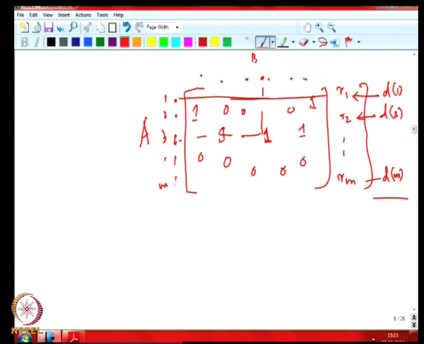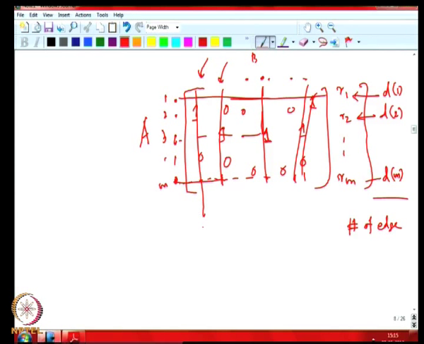Because essentially, given a vertex, if you scan through this row and you see so many ones there, that means this vertex is connected to this and this, right. And this will give you the total number of edges in the graph. Similarly, the number of ones could have been counted by counting along the columns. In the column, if you count here, this is the degree of vertex 1 on the B side.